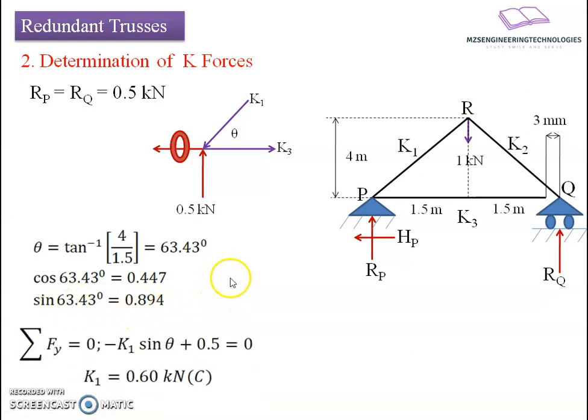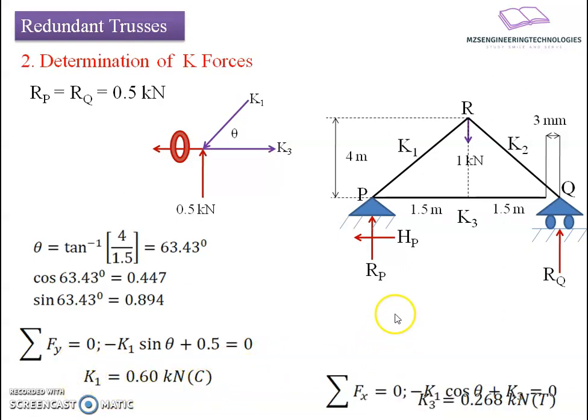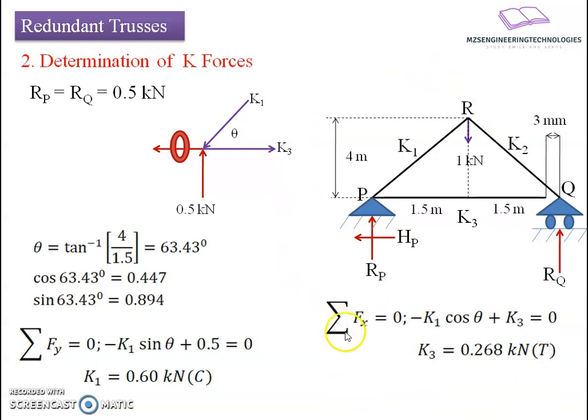Now we'll apply the static equilibrium equations for this free body diagram. Summation of Fy equals 0, resulting in minus K1 sine theta, the vertical component going downwards, plus 0.5 equals 0, resulting in a value of K1 as 0.6 kilonewton, compressive in nature. Similarly, if I apply the static equilibrium equation in the horizontal axis, I get minus K1 cos theta plus K3 equals 0, resulting in K3 equals 0.268 kilonewton, tensile in nature.